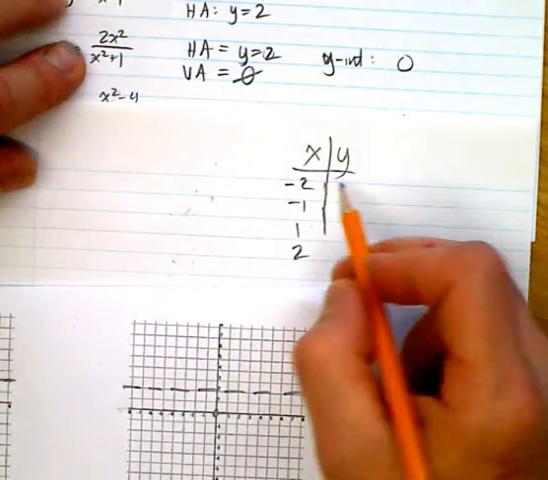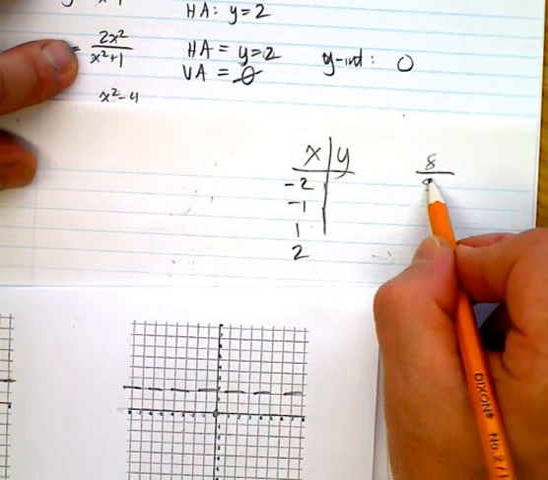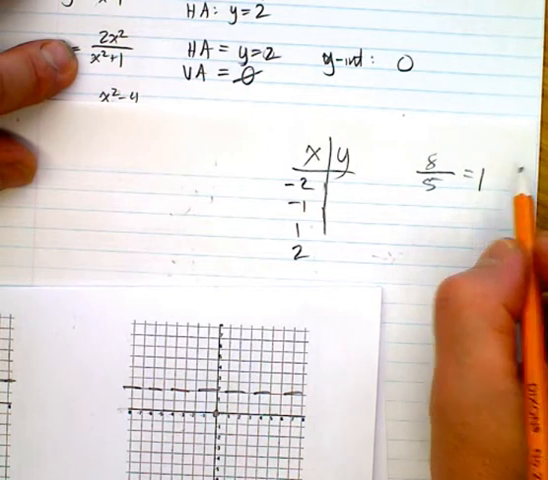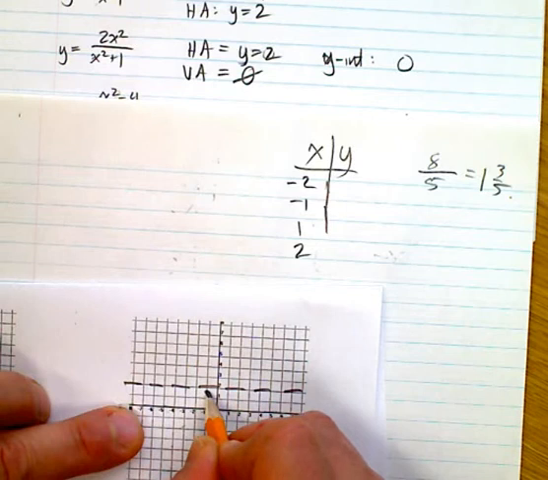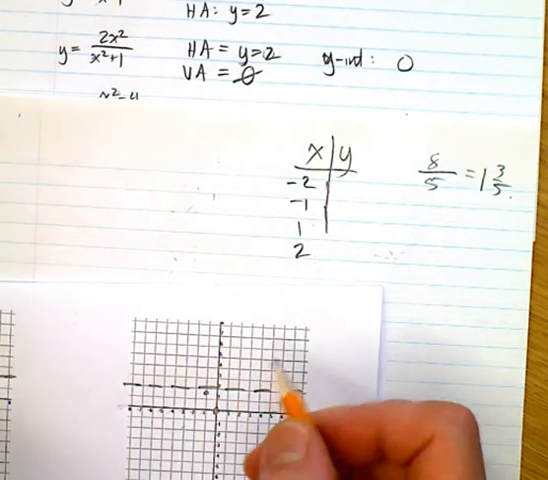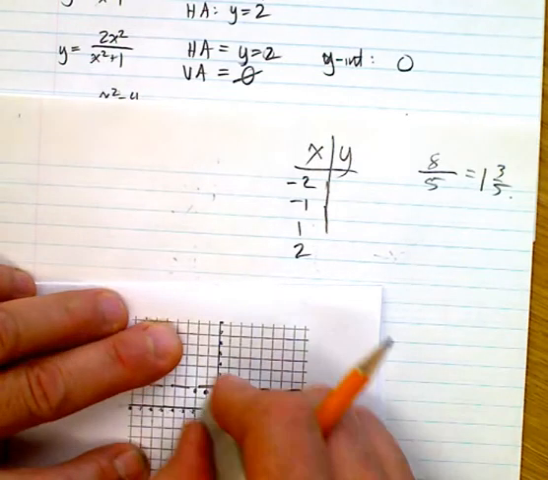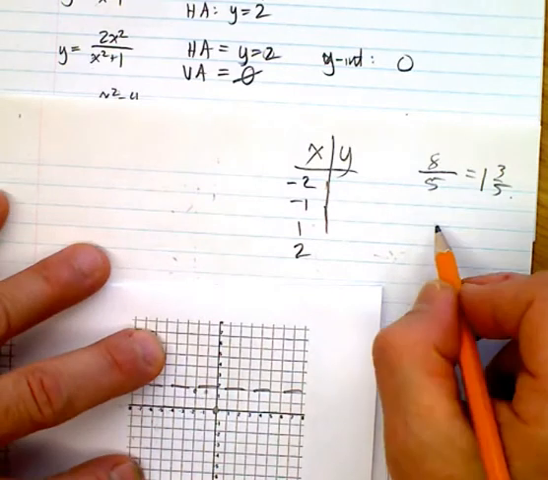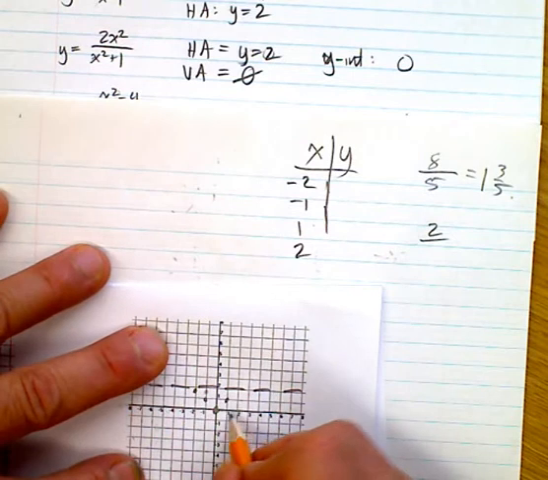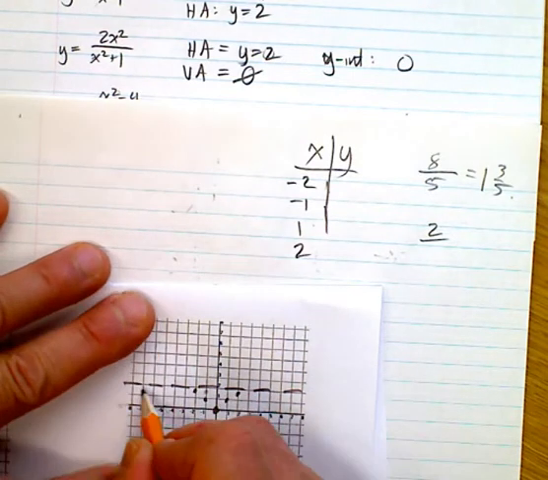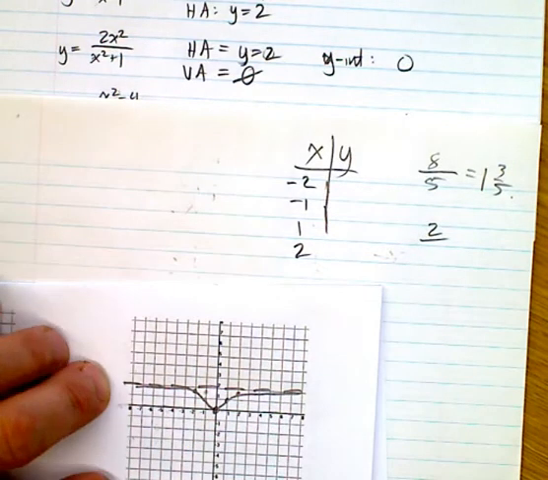So at -2, that's going to be 4, that's going to be 8 over 5, which is 1 and 3/5. Now, sorry, that's at 2, my apologies. What happens at -1? That's going to be 2 over 2, which is 1. What happens at 1, same thing. At 2, you end up with 8/5 again. So you don't really have much choice. It's got to come down and go like this. You don't really have a lot of choice.